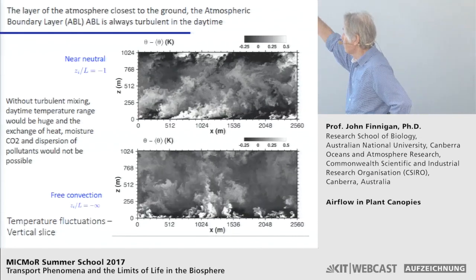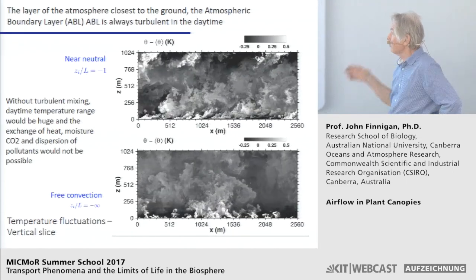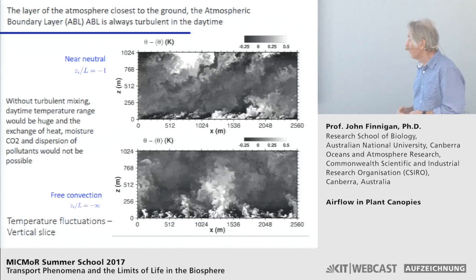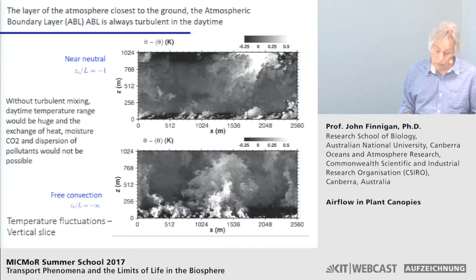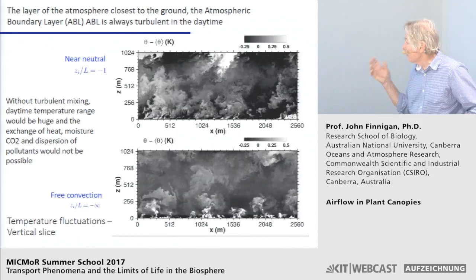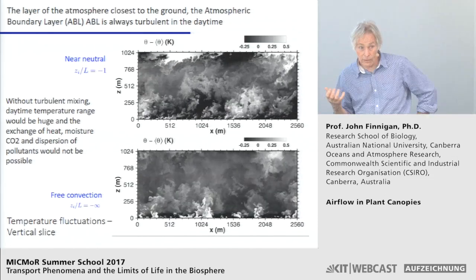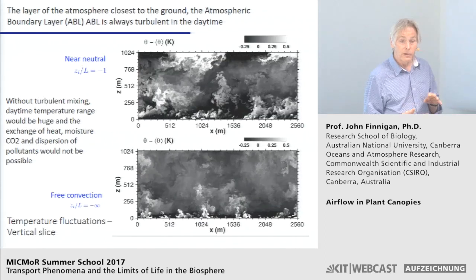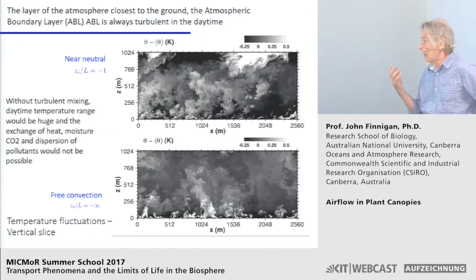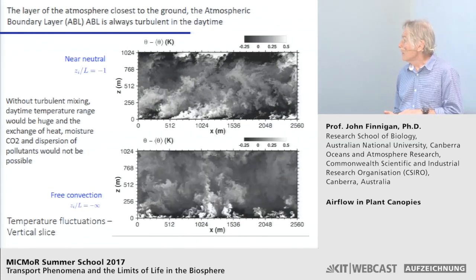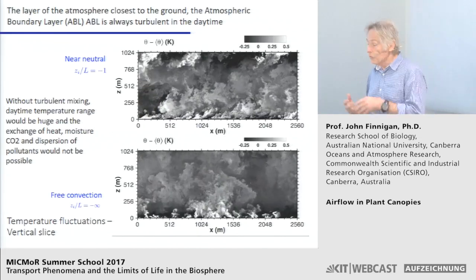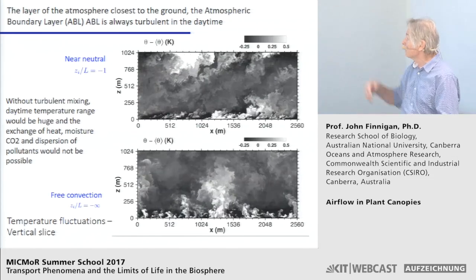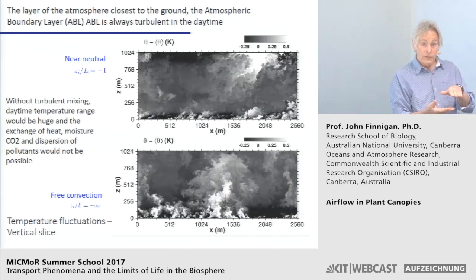We're just seeing the top of the boundary layer in the near neutral case, where it is driven by wind, and in the free convection case, where things are driven entirely by buoyancy, the boundary layer is even deeper. We'll come back to say a lot more about this, except the critical point in terms of limits to life is that without turbulent mixing, the daytime temperature range will be much, much larger than it is now, our day and night temperature range, and the exchange of heat, moisture, CO2 for plants and respiration, and dispersion of pollutants will not be possible. In fact, the boundary layer, instead of being of order kilometers deep, will be of order meters deep.